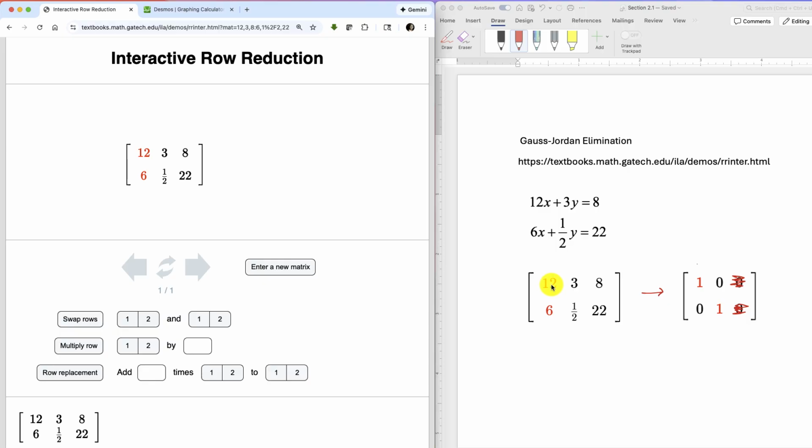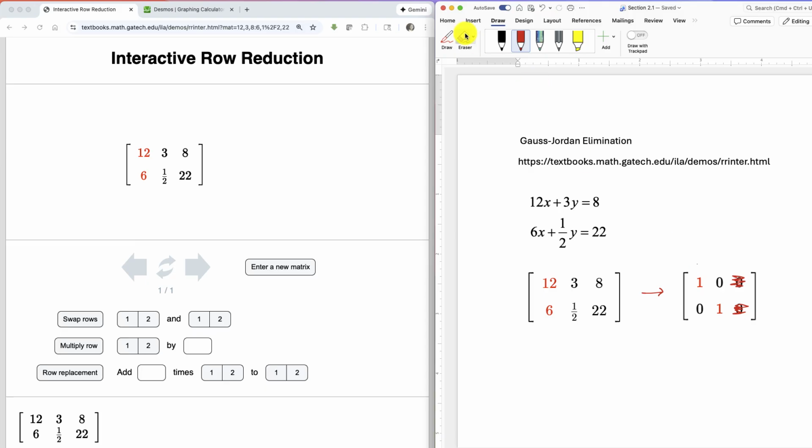Now we are trying to get to this: a 1, 0, a number, and a 0, 1, and a number. That's going to be the solution, because this area here is the x variables. That's what these were, the 12x and the 6x, and these are the y's here. So 3y, 1/2 y. So when you rewrite this, it becomes 1x, and then it equals this number.